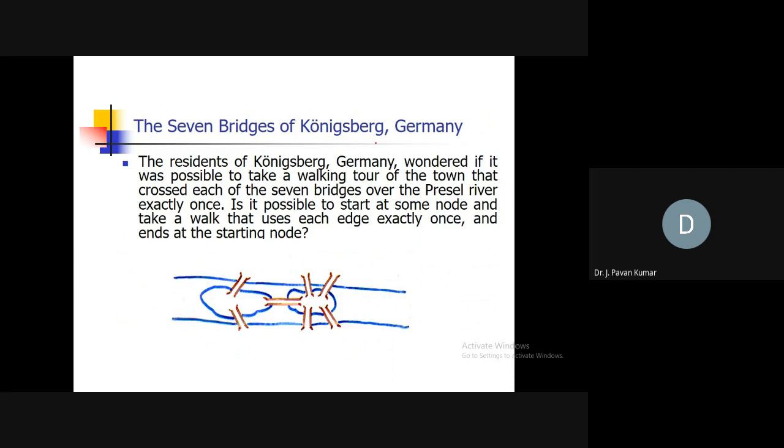Actually, there was one scientist who lived in one place called Königsberg, in Germany. He was living on this particular bank. Okay, this is a river kind of thing. Now there are several bridges they have constructed for their convenience. From this bank to this bank there is one bridge, from this to this one bridge, from this to this one bridge. Like this, several bridges they have constructed for their convenience.